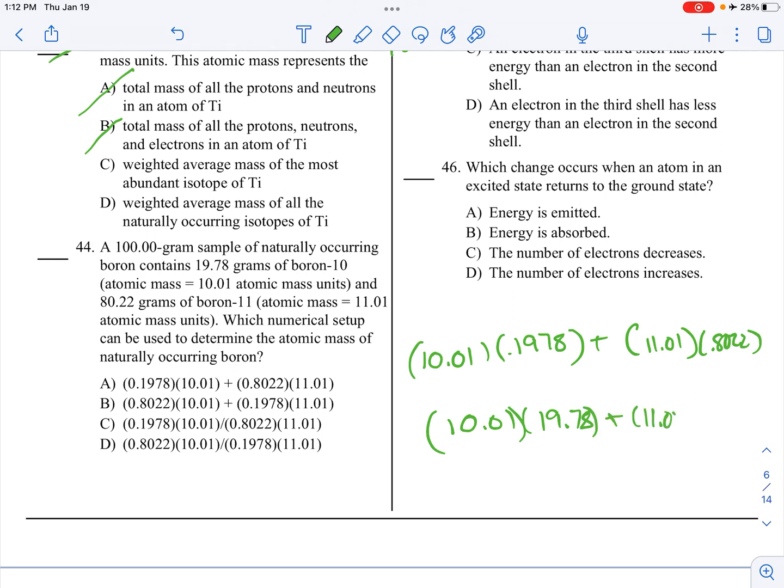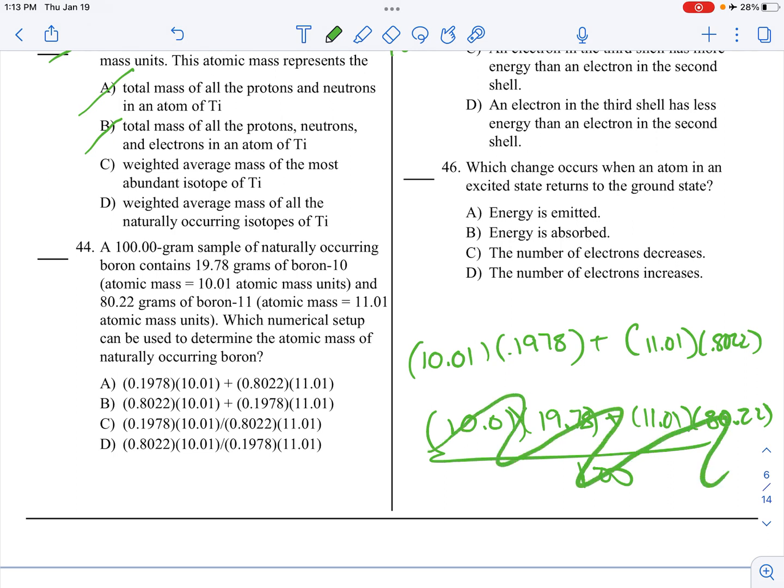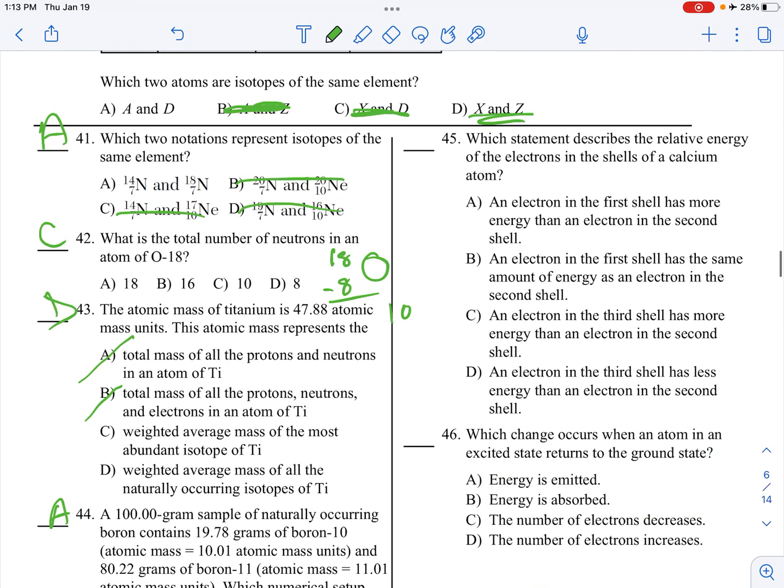Hold on a second. And then divided by 100, but you see that's not a choice here. So you'd have to make the top choice, which is choice A. Making these 100-gram sample, assuming it's a percent. That's nasty. I don't like that question.